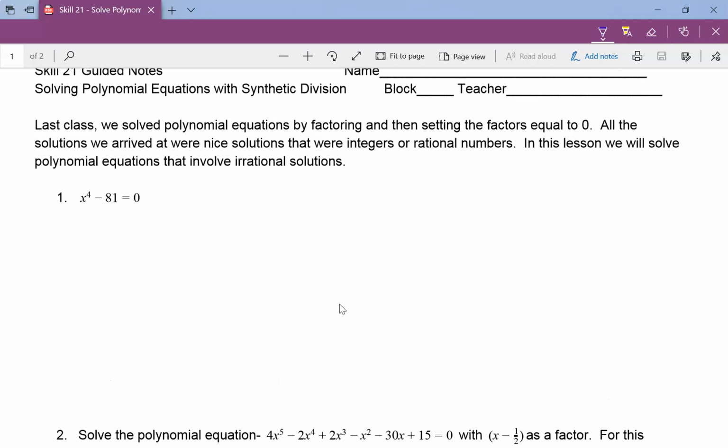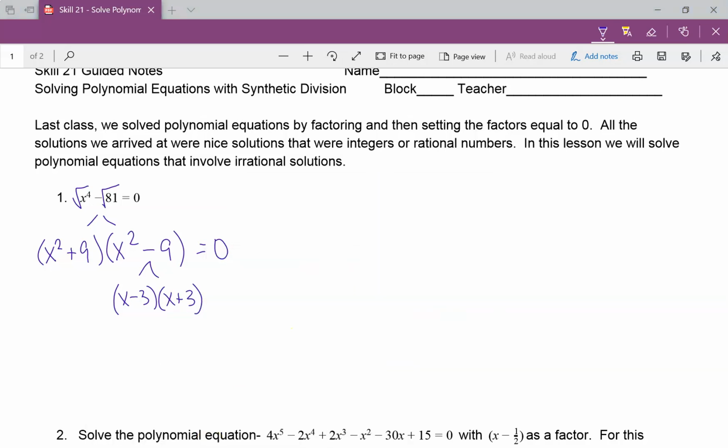Let's start with an example like x to the fourth minus 81 equals 0. This is a difference of squares because I could take the square root of each of those. So I'm going to write this as x squared plus 9, x squared minus 9. Now x squared minus 9 can break down into x minus 3 and x plus 3. However, the other factor, remember, is not a difference of squares, so I can't factor it. Now we have our three factors, and we set each one equal to 0.